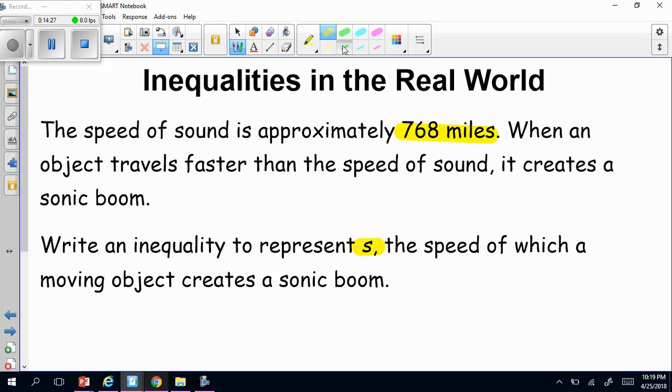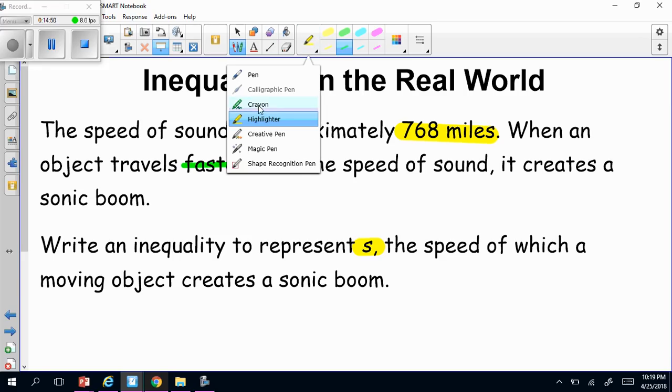Now we're trying to figure out our sign. So, read this again. When an object travels faster than, sounds like what? It would be greater than, right? Think of those keywords again. Faster than. Slower would be less than, but this is faster than. So your inequality would look like this.